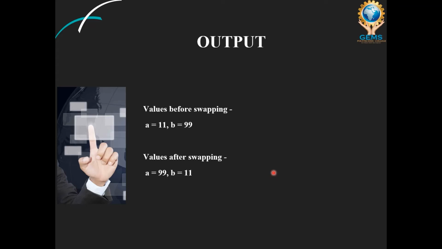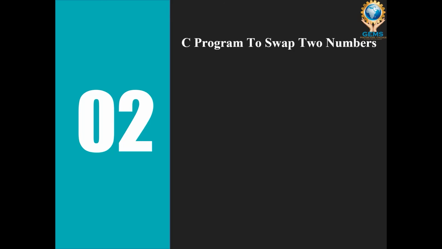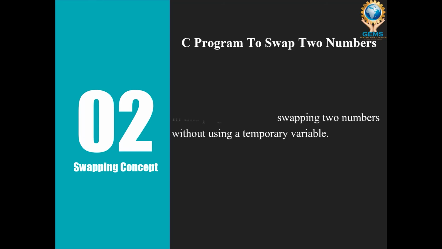Now we will see the swapping concept without using a third variable. Now see here, in this program we will see swapping without using a temporary variable or third variable. So we are not going to use the concept of the third variable here.